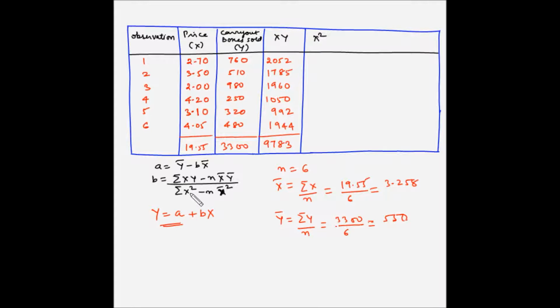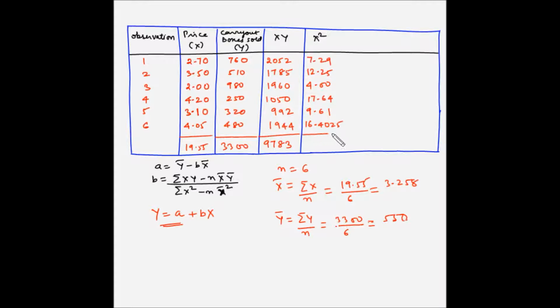Now next we have to find out x square and take the sum of it. So let's find x square. Now 2.7 square is 7.29. 3.5 square is 12.25. 2 square is 4. 4.2 square is 17.64. 3.1 square is 9.61 and 4.05 square is 16.4025.